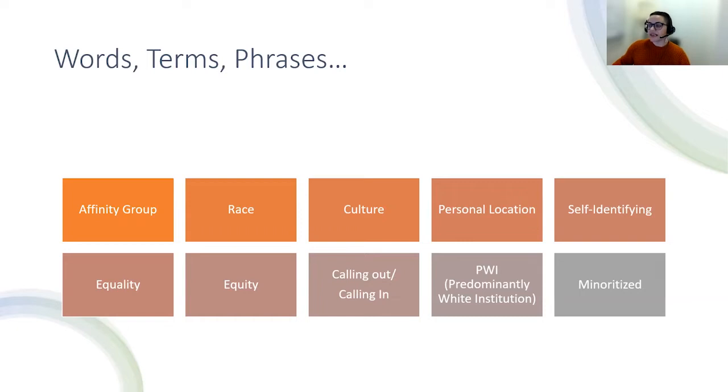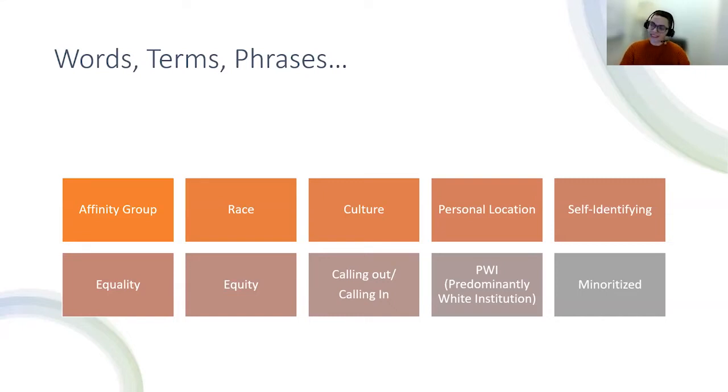And minoritized is a word that is meant to convey the full context of what happens to a group of people. It is not benign like minority, which is just a way to describe a number. Minoritized speaks to the context that groups of people find themselves in and how they are treated within a system.